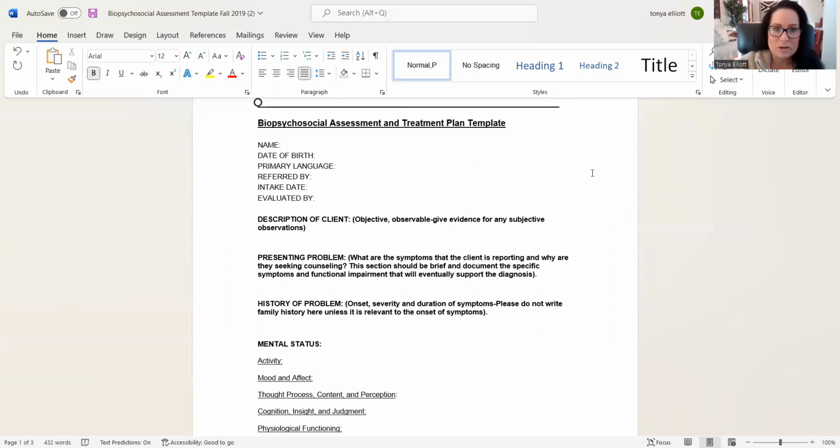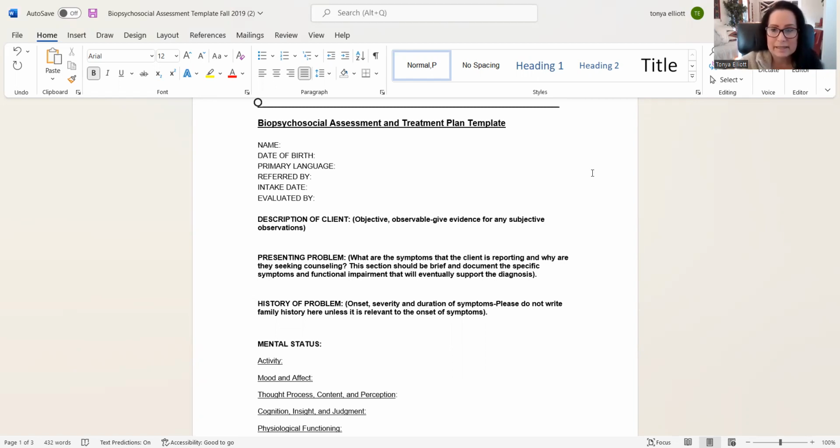So at the beginning, there's always going to be the place where you put the name, date of birth, primary language, referred by, all the basic biographical information of the client. The first section says description of client, and in parentheses it says objective, observable, give evidence for any subjective observations. I don't think I need to describe the difference between objective and subjective. I just keep it mostly to what you are observing: how they're dressed, if they're dressed appropriately for the weather, if they're apparently well groomed, if they appear their stated age, things like that.